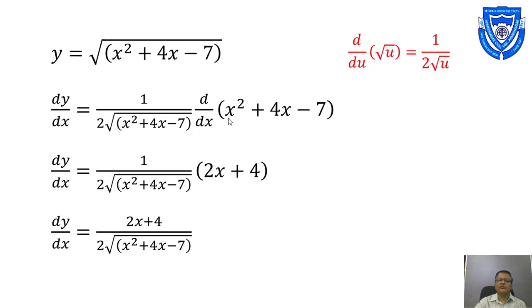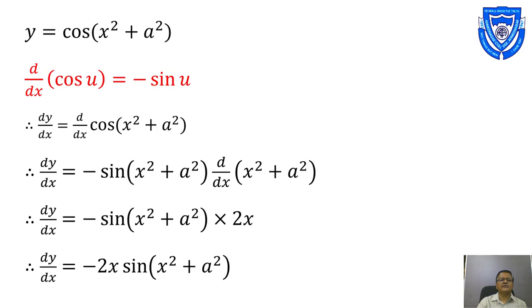So we have to take the derivative of x square plus 4x minus 7. Derivative of x square is 2x. Derivative of 4x is 4. Derivative of 7 is 0 because it is a constant. We just simplify this and write it. You may cancel these 2, which is common in numerator and denominator, and further simplify your answer. So these are two simple examples where we have to use the chain rule. Now let us move to the next example.